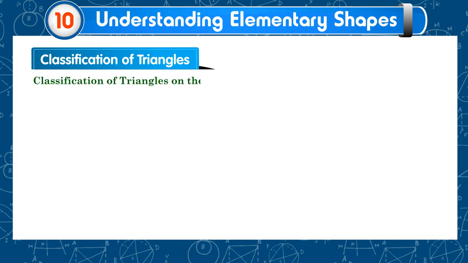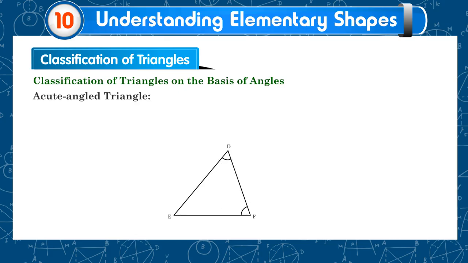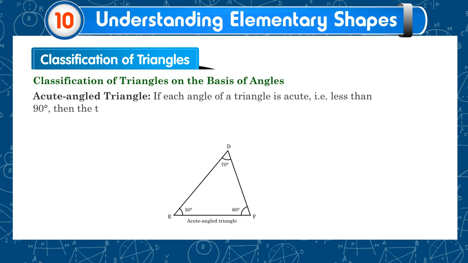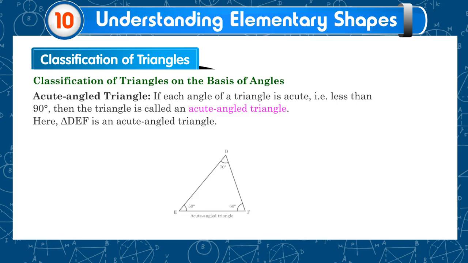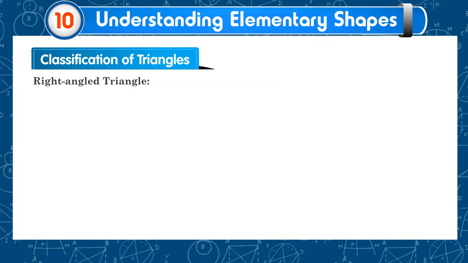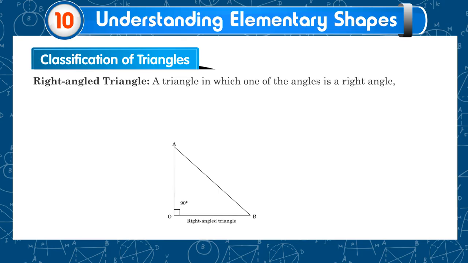Acute angled triangle. If each angle of a triangle is acute, that is less than 90 degree, then the triangle is called an acute angled triangle. Here triangle DEF is an acute angled triangle. Right angled triangle. A triangle in which one of the angles is a right angle, that is 90 degree, is called a right angled triangle. Here triangle AOB is a right angled triangle.